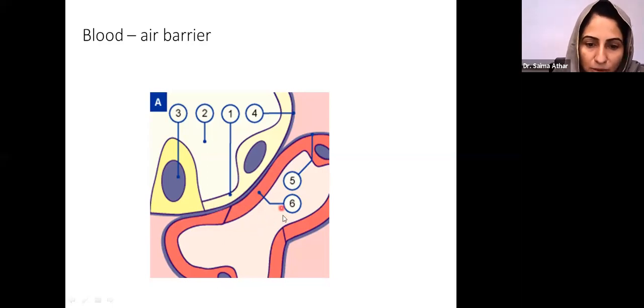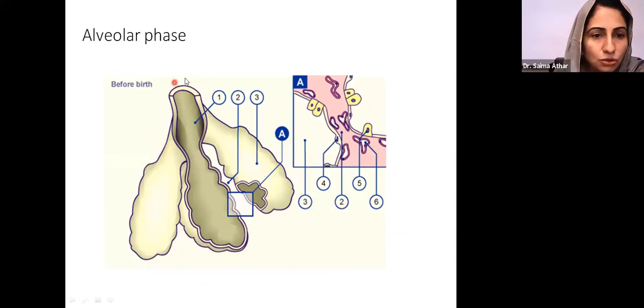This is blood from where the carbon dioxide will come, and this is the air from where the oxygen will enter into the blood. So this is known as the blood-air barrier. This is a barrier between the alveoli and the endothelium of the capillaries where the gas exchange is taking place. Okay, so this alveolar phase is responsible for more production and growth of the alveoli, which starts from the last 2 weeks up till 10 years of life.